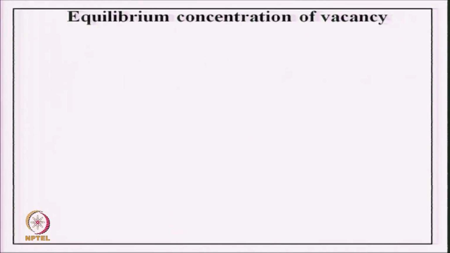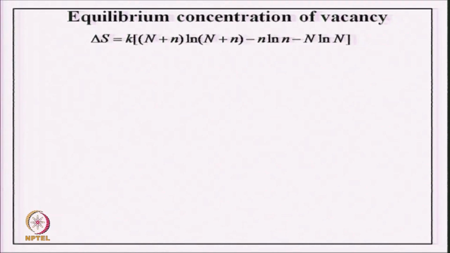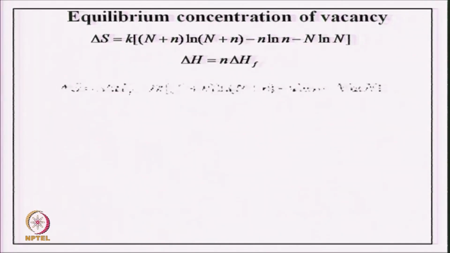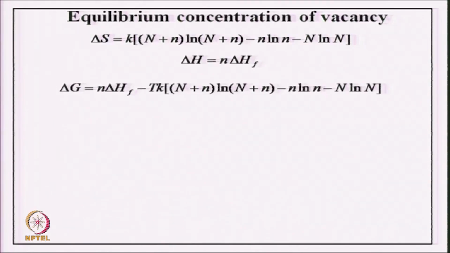So, then equilibrium concentration of vacancy is easy to find. All you have to do is start with your expression of delta S and delta H and construct your delta G, which we have already done graphically, and then differentiate this expression, because at equilibrium this delta G is minimum. So, del of delta G by del N will be equal to 0. The slope of the curve at the minimum point will be 0.